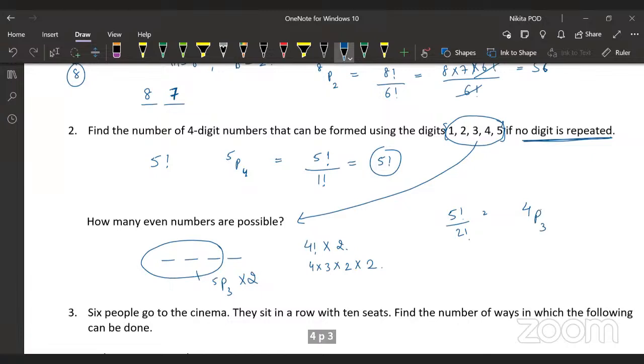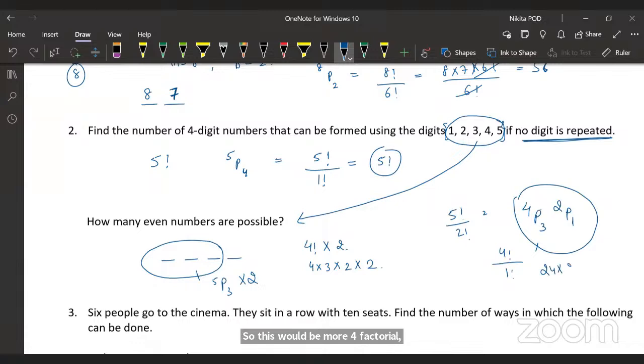4p3 into... Yeah, correct. So that would be the answer. So this will give what? 4 factorial by 1 factorial. So 4p3 times 2p1, that's 24 times 2, 48.